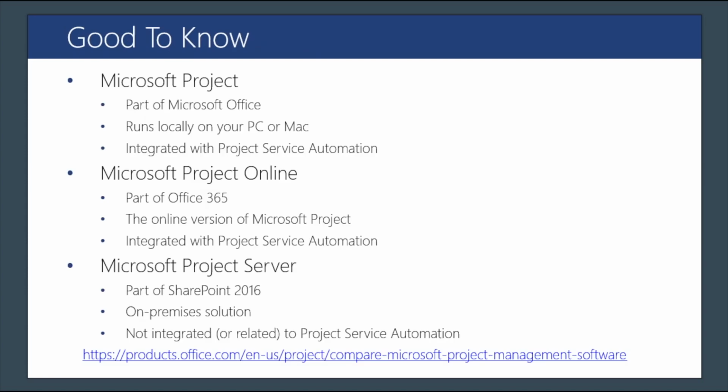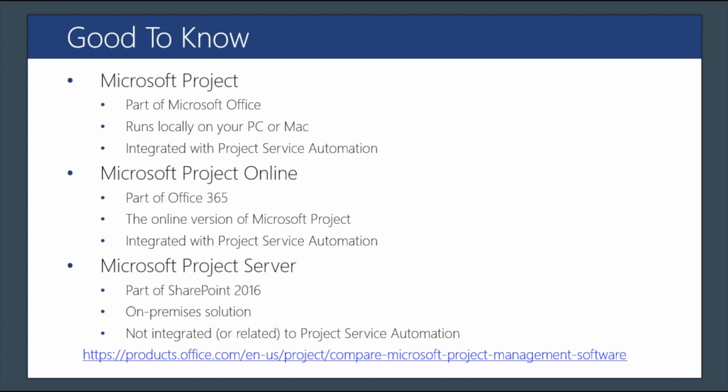A few good things to know before we get started. As you may be aware, Microsoft has a lot of applications designed to aid you in your project portfolio management. So let's quickly take a look at what's currently out there. The first one that I'm sure everyone is probably pretty familiar with is Microsoft Project. Microsoft Project is a part of Microsoft Office. It's a program that runs locally on your PC or your Mac, and it is something that can be integrated with Project Service Automation, and we'll see how that happens momentarily.